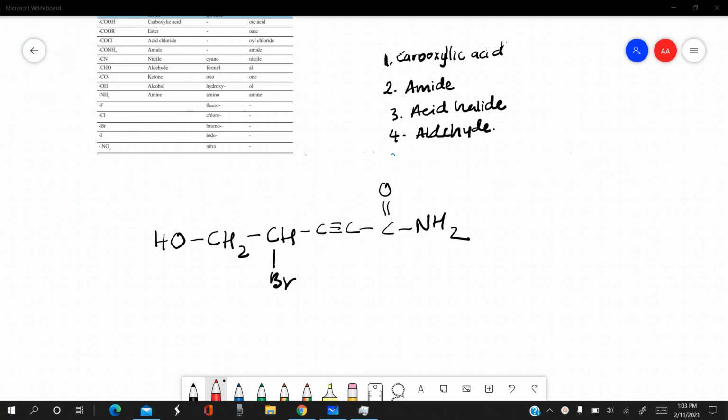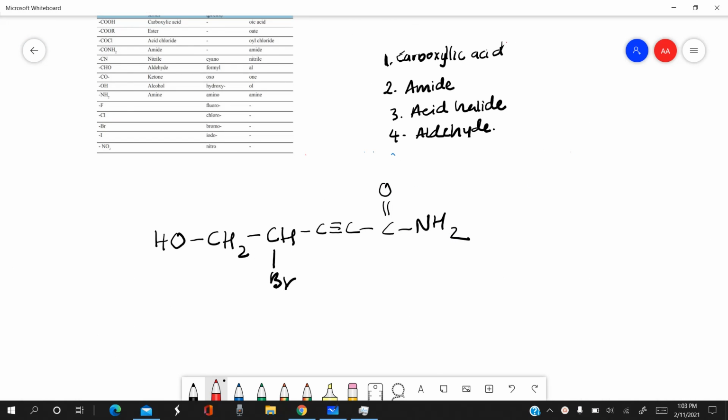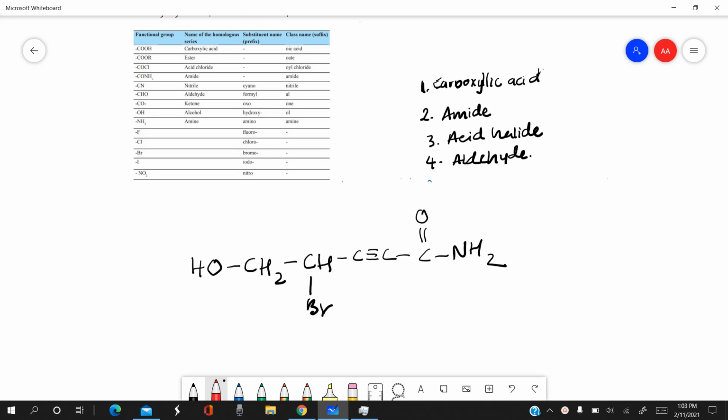That's it. Now consider an example with an amide group. So in this compound we have an amide group, we have a bromo group, and we have an alcohol group. So according to the priority list, the amide is highest and the hydroxy and the bromo group are below the amide. So the major functional group is amide, and we have a triple bond too.